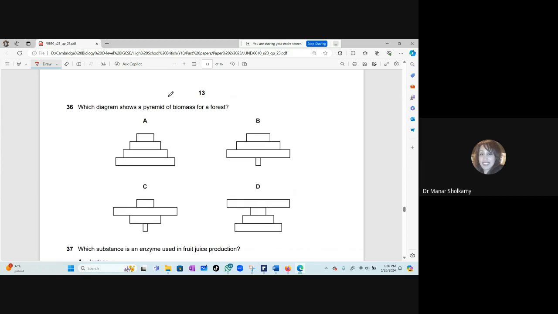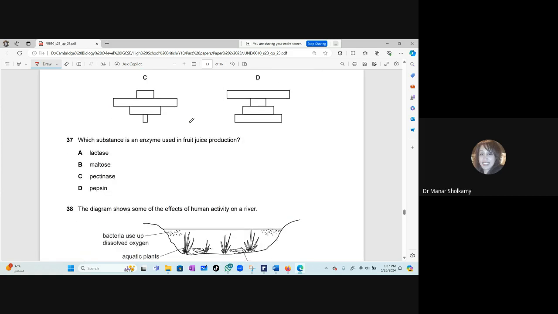5 more. Which diagram shows a pyramid of biomass for a forest? And don't tell me B. B is not a pyramid of biomass. B is a pyramid of number. The inverted one is the pyramid of number. So it's A, B, C, or D? A. Pyramid of biomass. It's wide at the base and it narrows down just like a pyramid of energy. The difference is that the pyramid of energy looks like a triangle, and the pyramid of biomass is drawn as separate bars. And we even learned how to draw it.